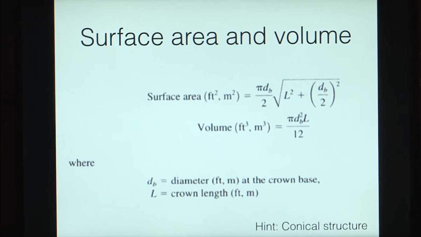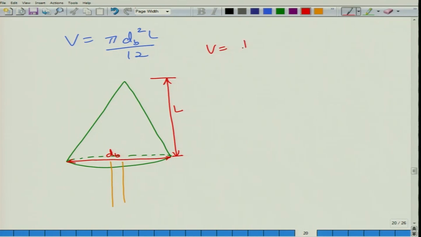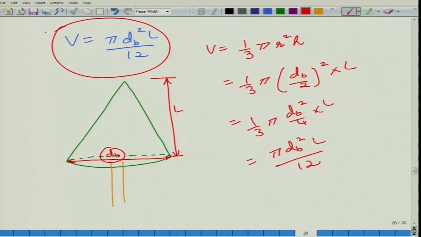So, now coming back to the tablet, again we are considering our crown to be a cone. Now, in this cone we have the base diameter as dB and the height as capital L. So, in the equation of a cone we have volume is 1 by 3 pi r square h. Now, r in this case is dB by 2, squared, into the height. The height of this cone is capital L, which is the crown length. So, this becomes 1 by 3 pi dB square by 4 into L, which is pi dB square L upon 12, the same as this equation.